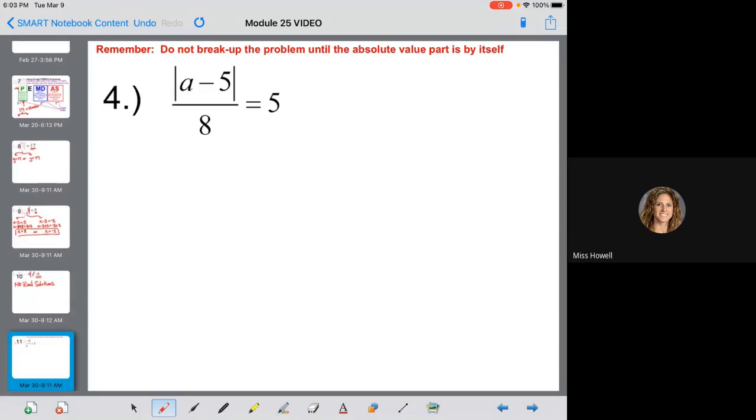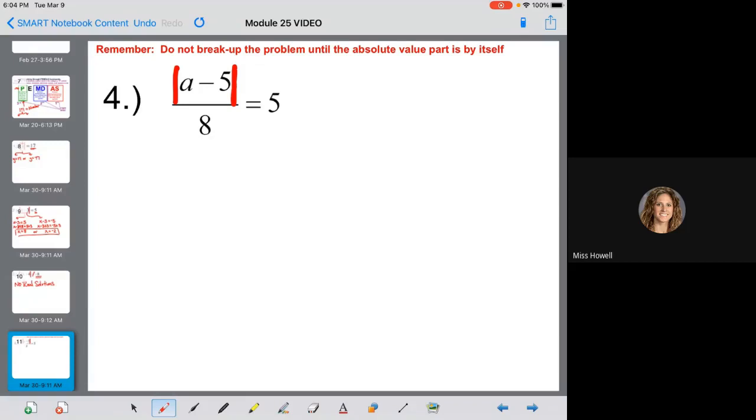All right, let's look at one that's a little bit bigger, a little bit more complex. Now, be careful here. Those absolute value bars are just in the numerator portion of our fraction. Different than if the absolute value bars went around the entire fraction. So in this case, we want to get this absolute value part by itself. So working through PEMDAS backwards, we have to eliminate the stuff that's on the outside of those bars before we think about our two possible scenarios.